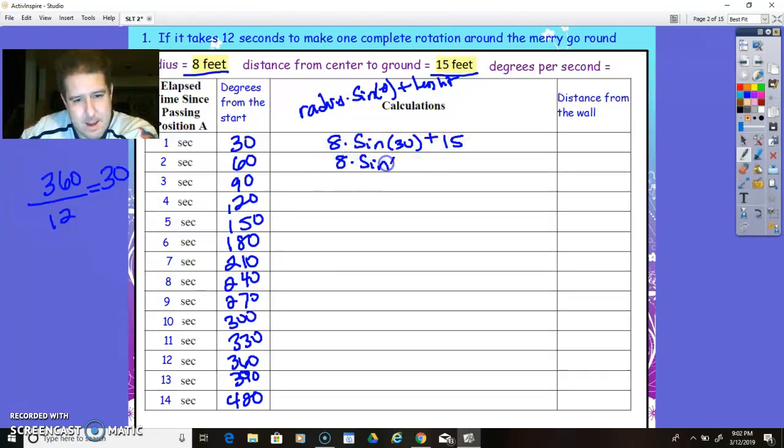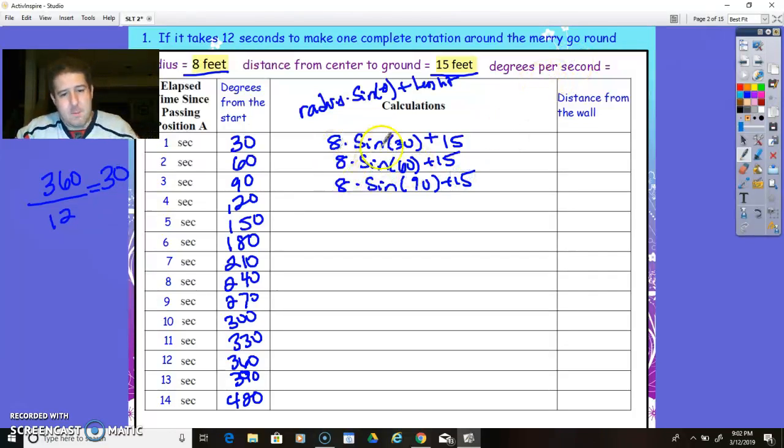So 8 times sine of 60 plus 15. And then 8 times sine of 90 plus 15. And then I can simply put each one of these in the calculator and put it right here. Now, you can kind of do the exact same thing in your calculator.